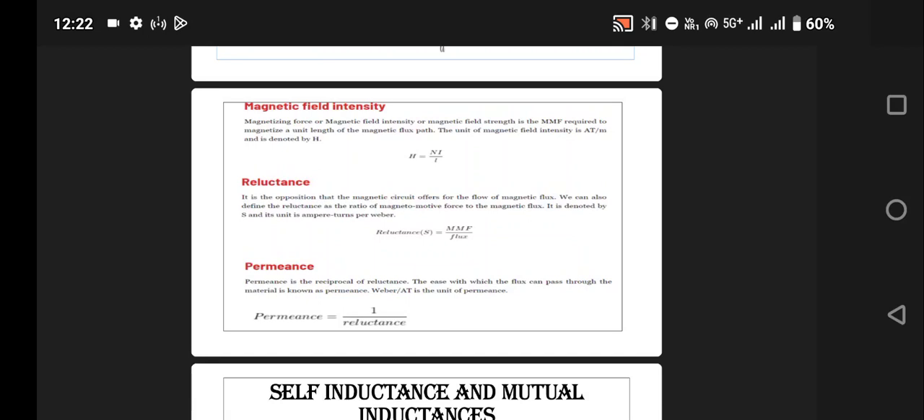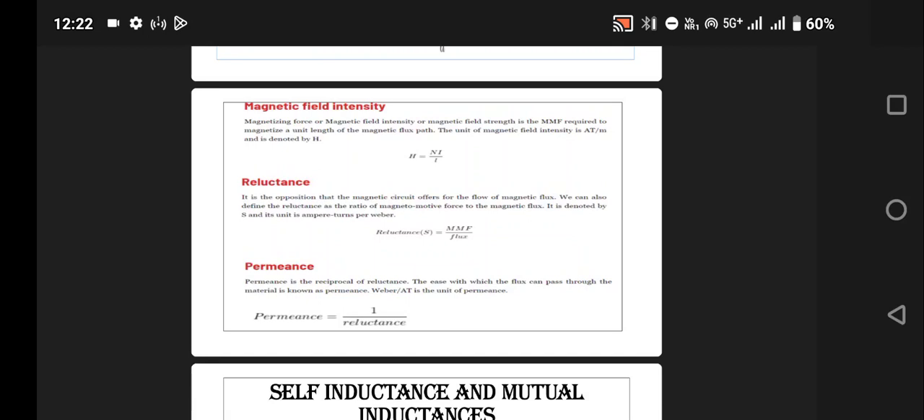The next definition is reluctance. It is the opposition that the magnetic circuit offers to the flow of magnetic flux. We can define the reluctance with another definition. It is the ratio of magnetomotive force to the magnetic flux. It is normally denoted by the symbol S. The unit is ampere turns per Weber.